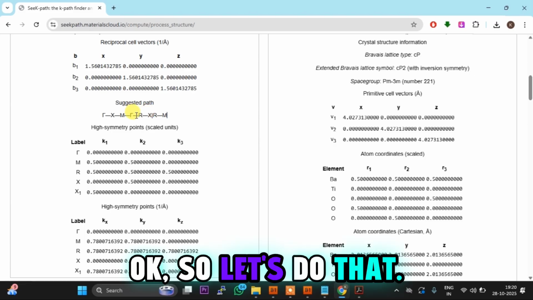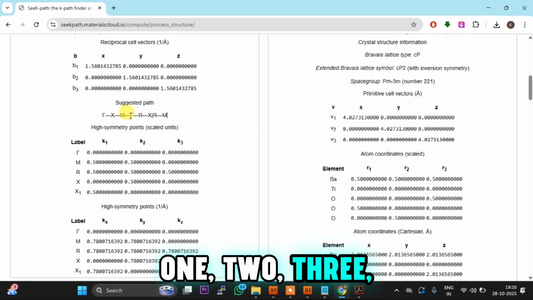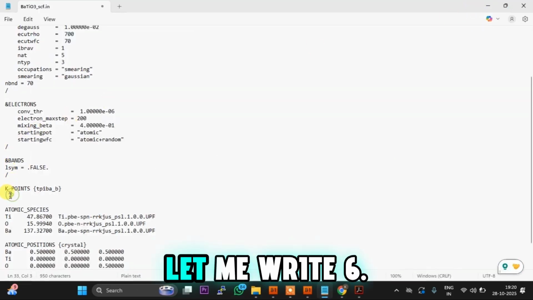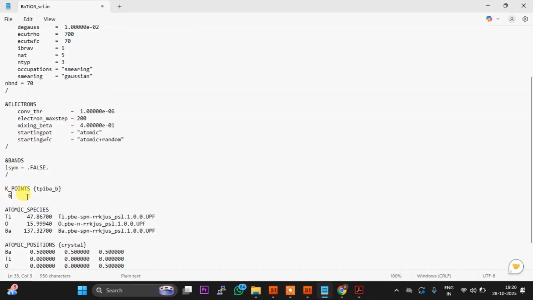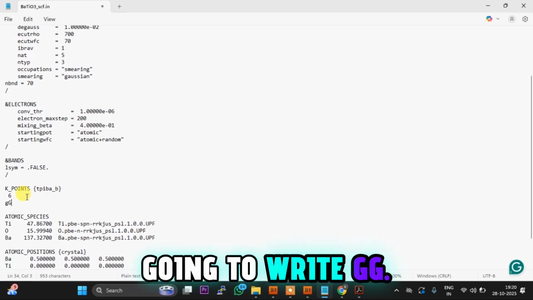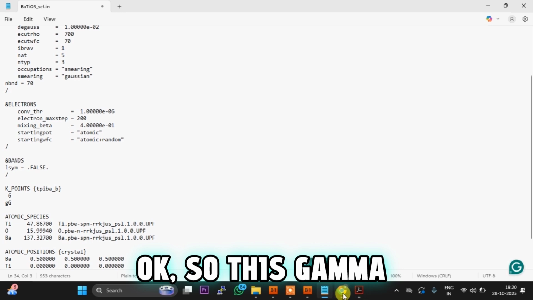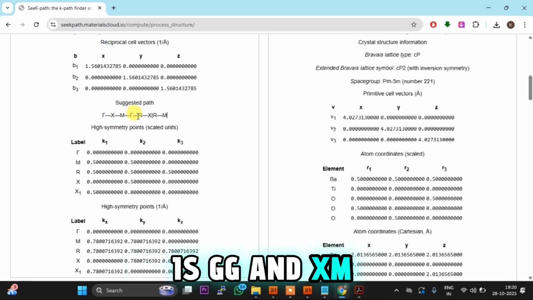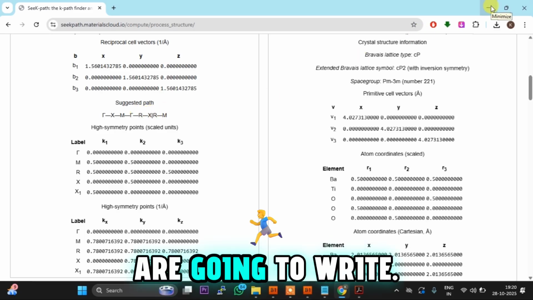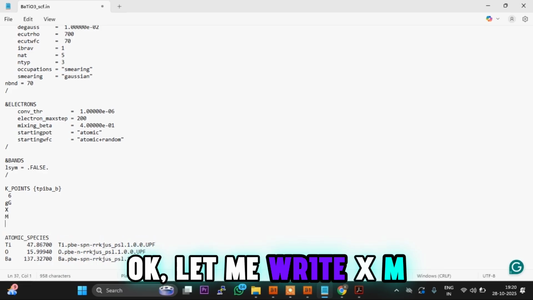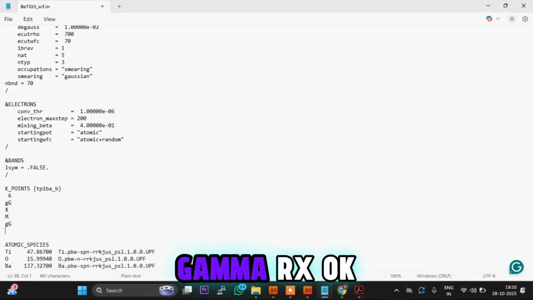So let's do that. How many points are there? 1, 2, 3, 4, 5, 6, right? So in that particular input file, let me write 6. And what were the points? For gamma, we are going to write G. So this gamma is G, and X, M, gamma, R, X. That is what we are going to write. Let me write X, M, gamma, R, X.